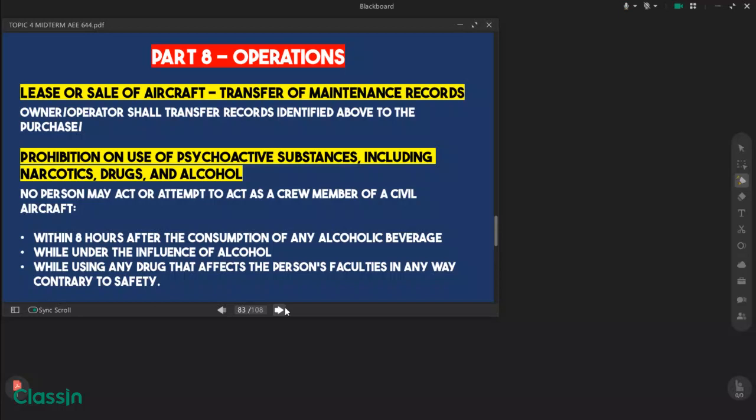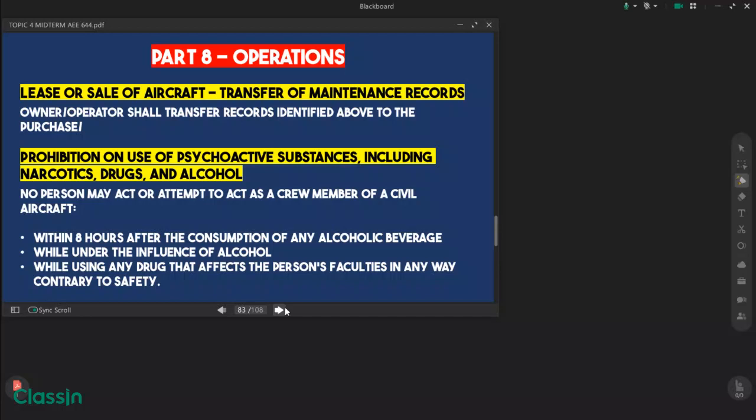Pero importante siya. So, prohibition on use of psychoactive substances, drugs, including narcotics and alcohol. So, sabi dito, no person may act or attempt to act as a crew member of a civil aircraft with these following conditions. Number 1, within 8 hours after the consumption of any alcoholic beverage. Ibig sabihin niyan, bawal ka pong magpalipad ng certain aircraft or maging crew member, flight attendant, kapag ikaw po ay nakainom within 8 hours. Okay, kung nag-inom ka ng 10 p.m., kailangan pumasok ka sa trabaho mo ng mga 7 a.m. na. So, kailangan mo muna palipasin yung amats mo sa alak. So, yun lang naman yun.